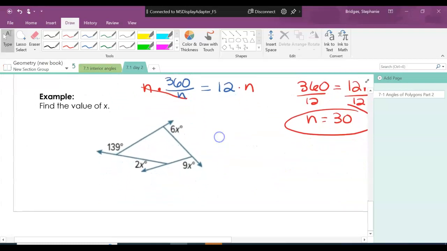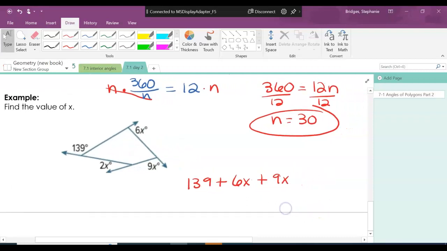All right. Last example. It asks me to find x. What kind of angles are they giving me? Are those angles interior or exterior? Exterior. So what do we know about exterior angles? They always add up to be 360. So what do you think I should do with all of those? Add them together and set them equal to 360. Pick a place to start. I'm going to say 139 plus 6x plus 9x plus 2x, and all of that is going to equal 360.